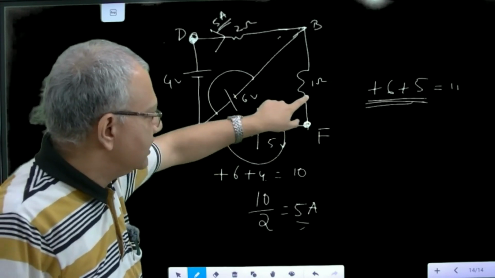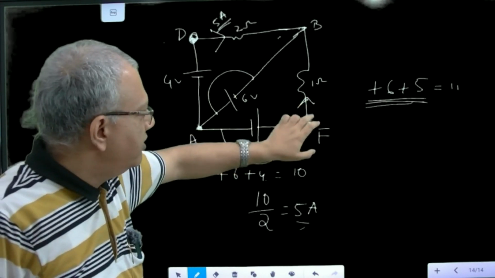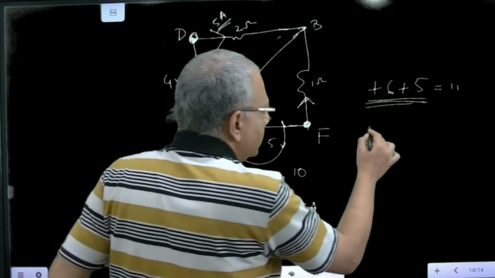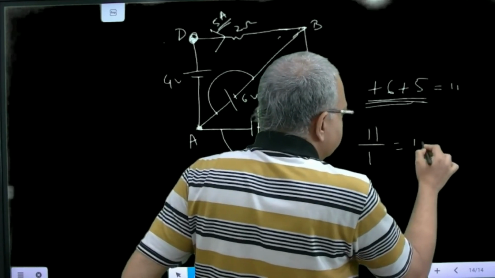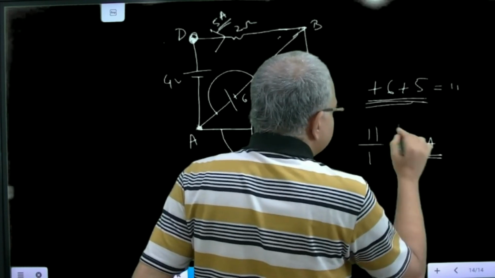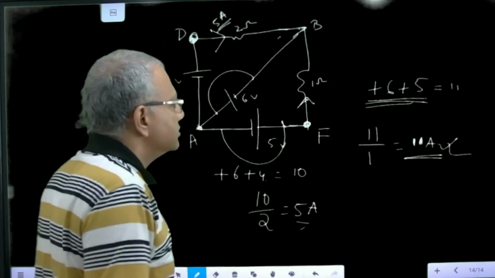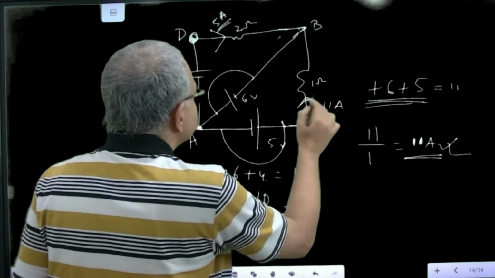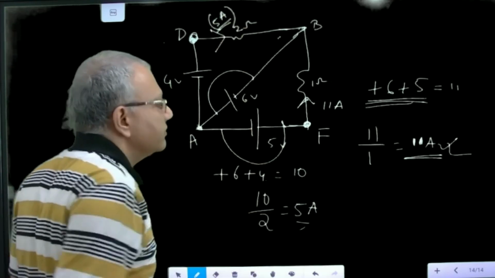So what is the current that is going to flow in this direction? 11 by 1, 11 ampere. Simple. In this direction, 11 ampere is flowing. In this direction, 5 ampere is flowing.